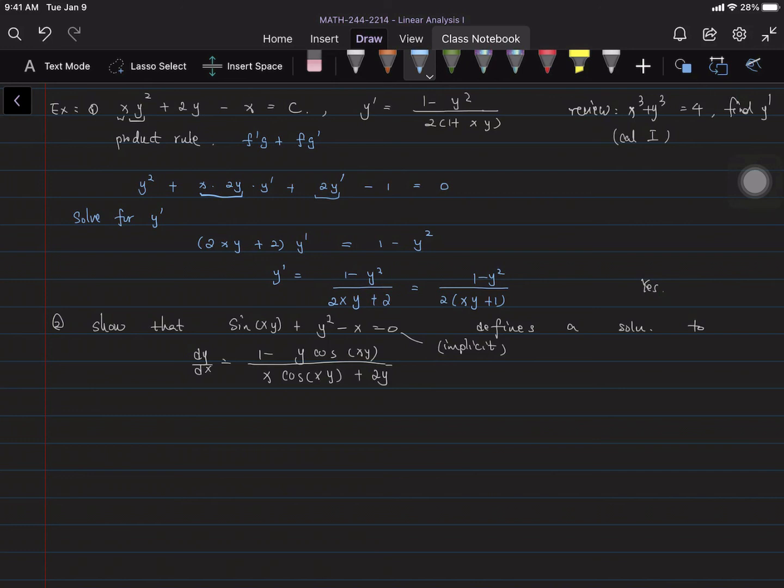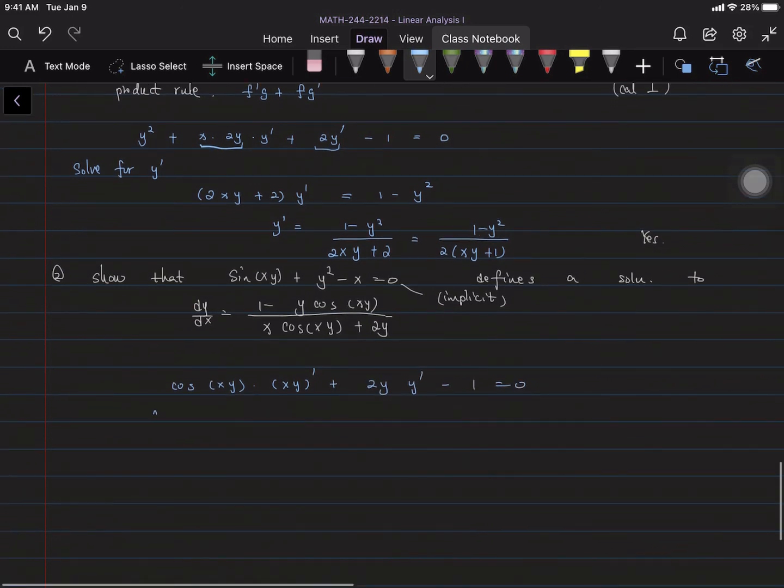Here is the solution. Okay. Chain rule, product rule, actually. Sine derivative should be cosine. And the chain rule: derivative of the outside times derivative of the inside. Y squared derivative is 2y prime. Okay. And here, product rule.